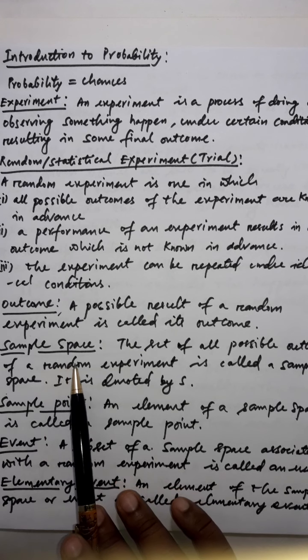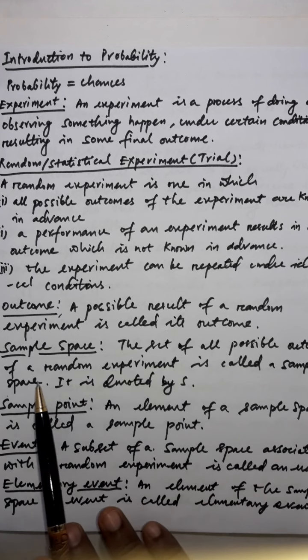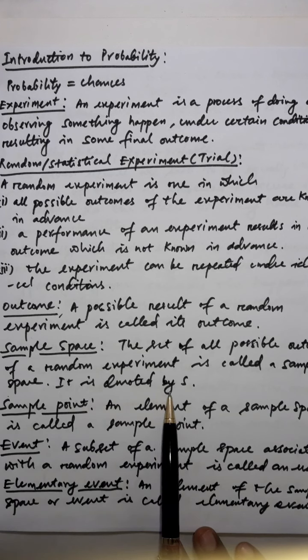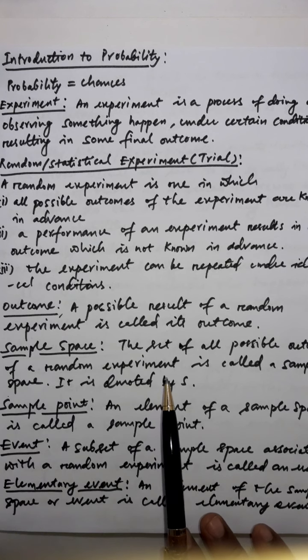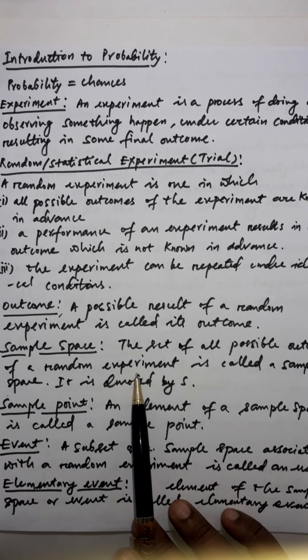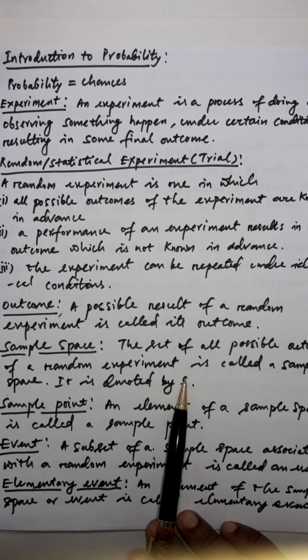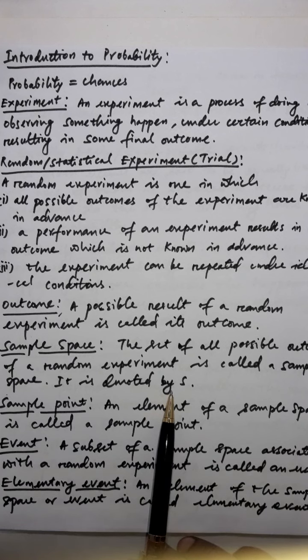Then come to sample space. What is sample space? The set of all possible outcomes of a random experiment is called the sample space, and it is generally denoted by the capital letter S. So the sample space is the set of all possible outcomes of a random experiment. If you are tossing a single coin, then we will get a head or a tail. So a set of head and tail together as elements is called the sample space.